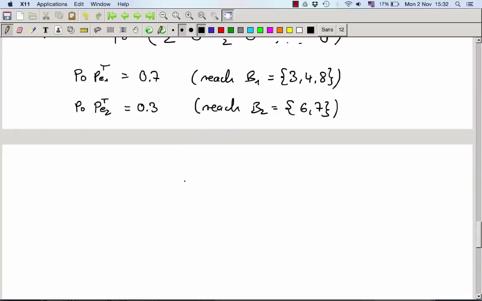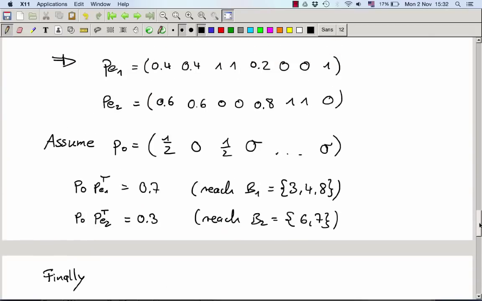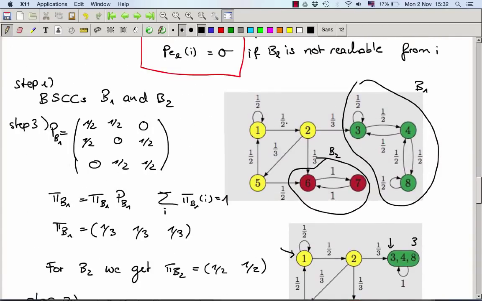Okay, and now finally we can put it all together. The pi value of state 1 is the same as the one of state 2 and the one of state 5, namely it's 0, because these three states are not in a BSCC, so they have 0 as equilibrium probability.